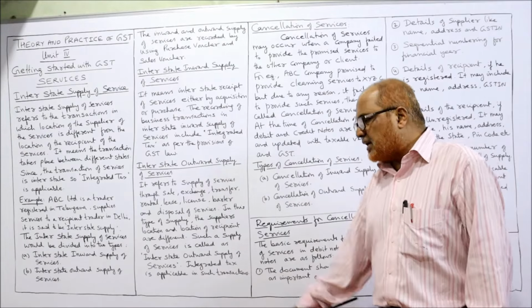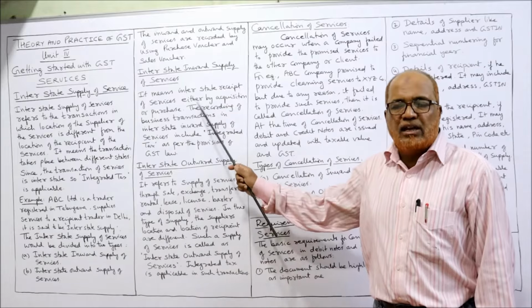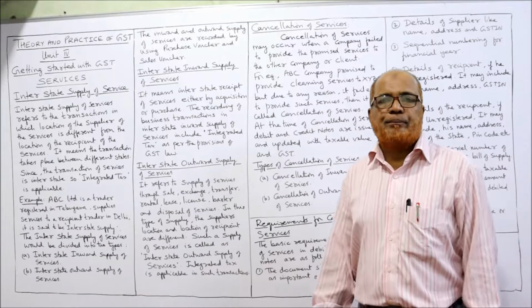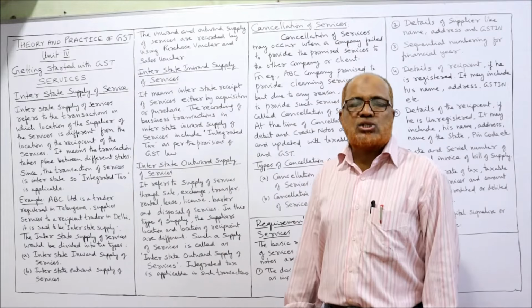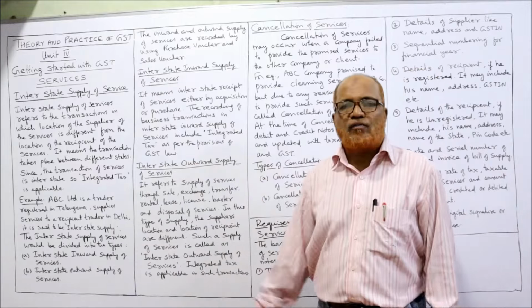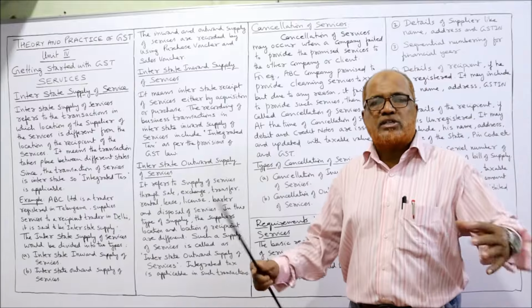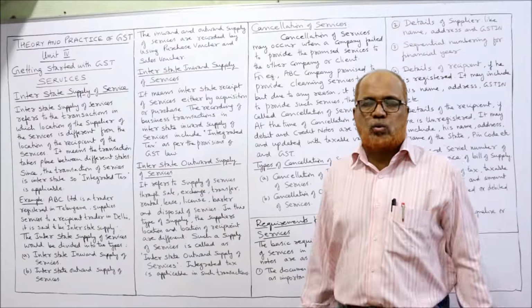Now, integrated tax is applicable in such a case, as we already know, because whether it is inward supply or outward supply, integrated tax will be applied. That's it. So I have explained so far regarding interstate supply of services, which includes inward as well as outward.